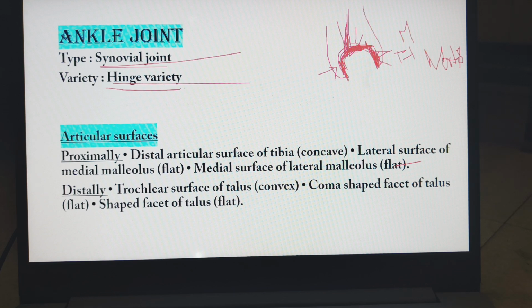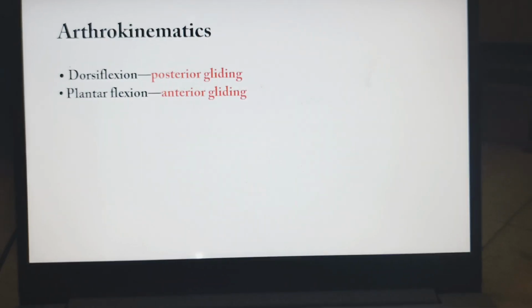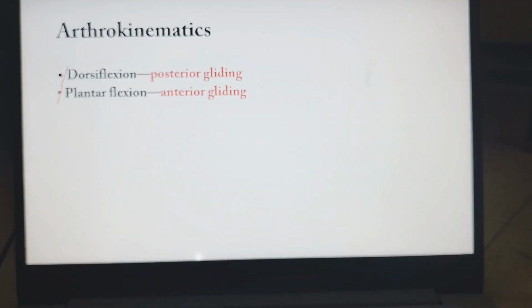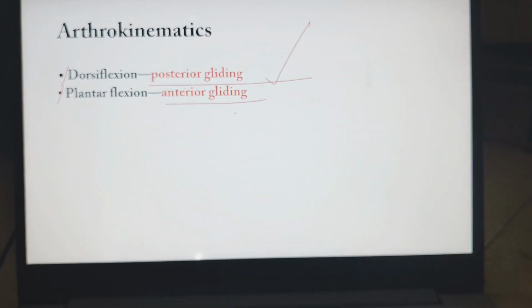So this is the superior articular surface, proximal, and the distal surface of the talus. So simply we can remember here, the talus is going to move here. So the arthrokinematics here will have two movements only, dorsiflexion and plantar flexion. With dorsiflexion, if we give posterior gliding, it is going to increase the dorsiflexion range, and with plantar flexion, anterior gliding is going to increase the plantar flexion.